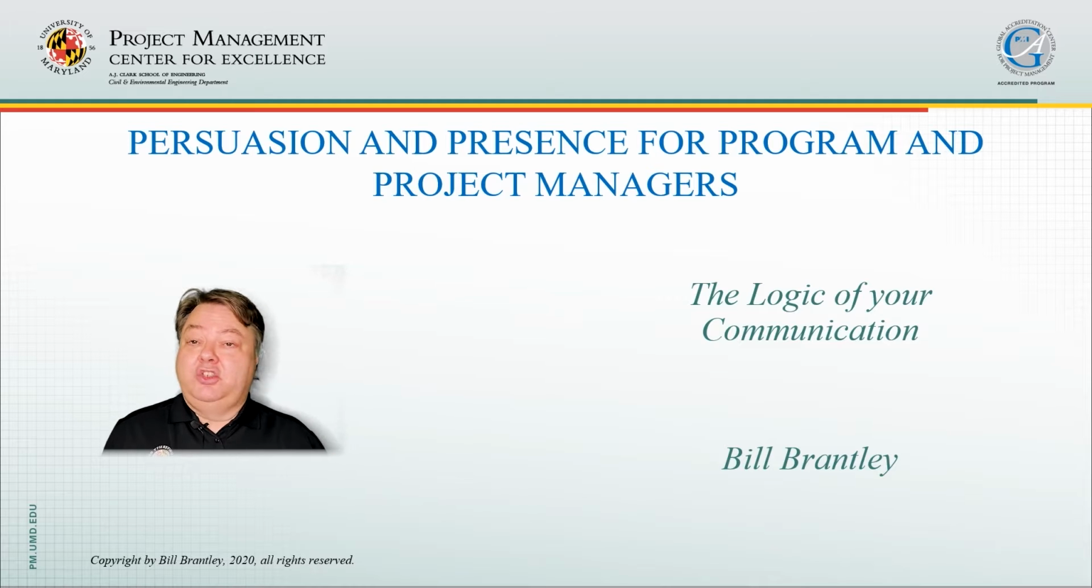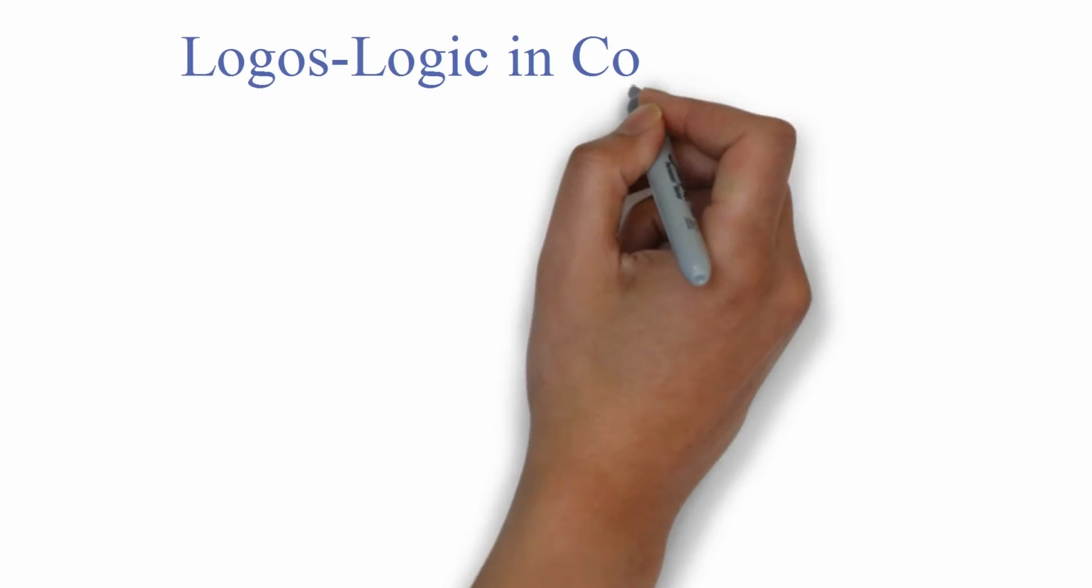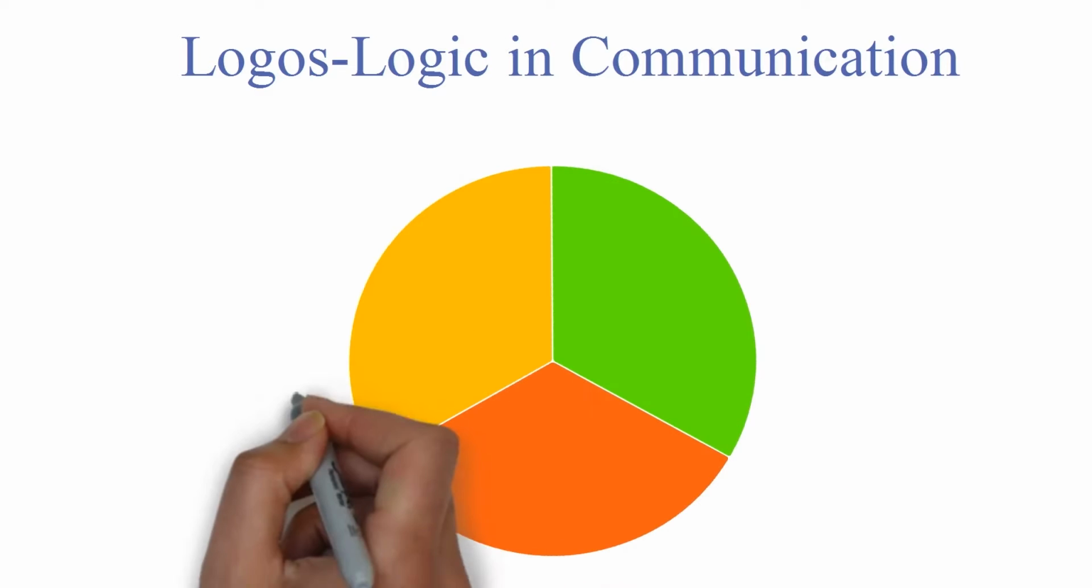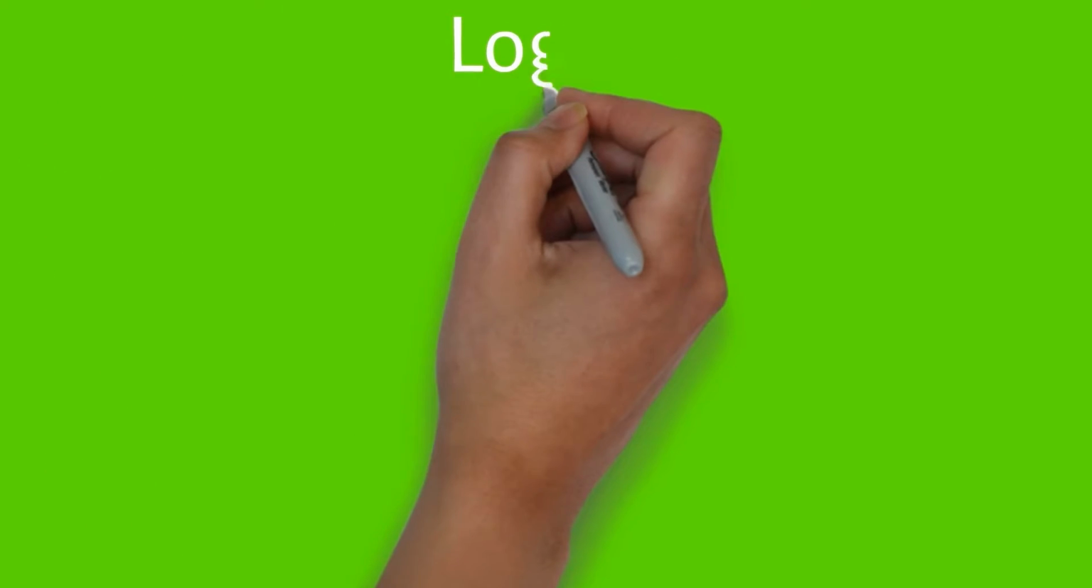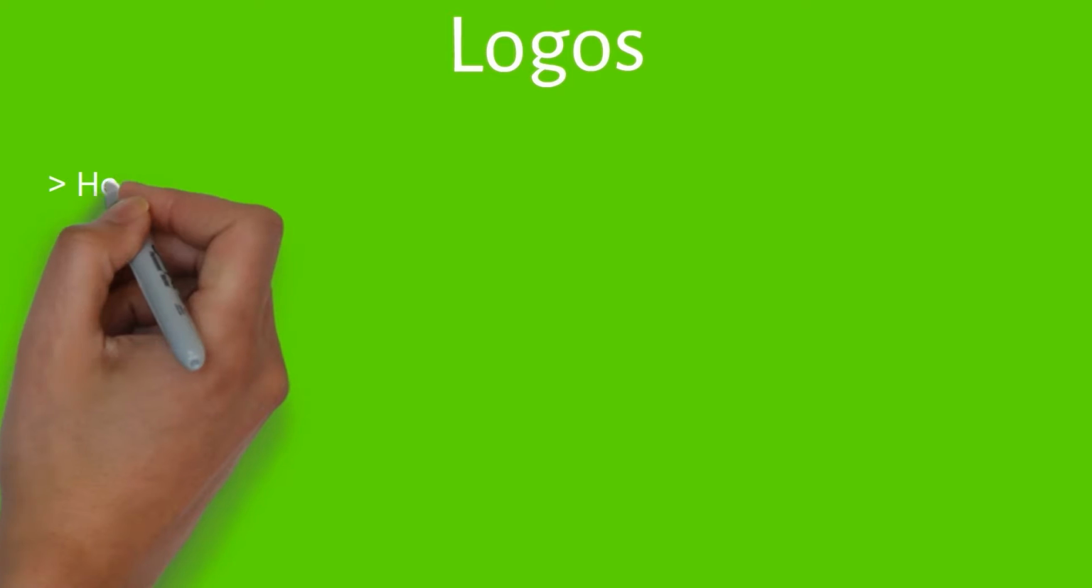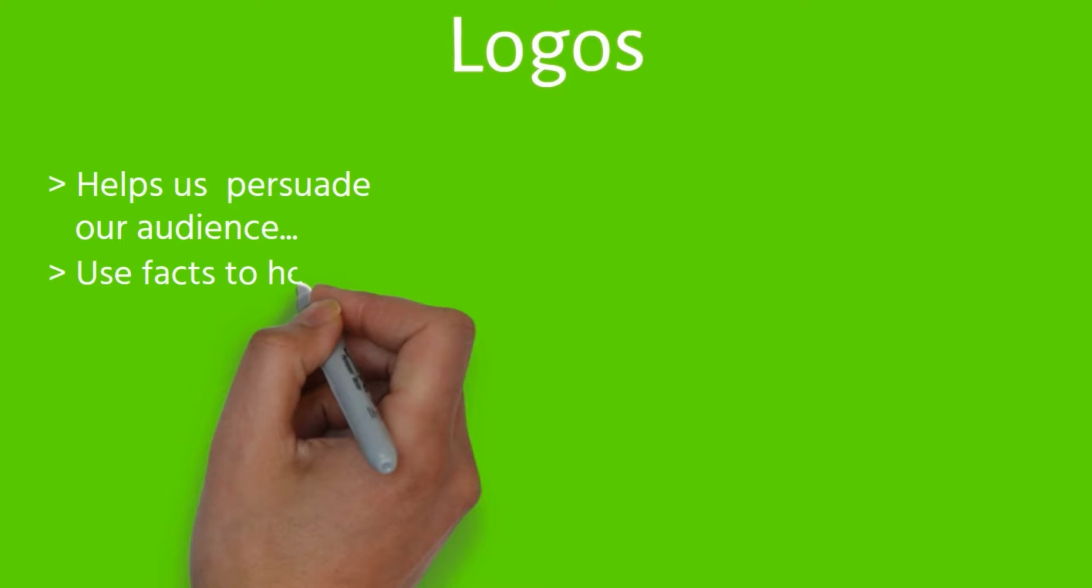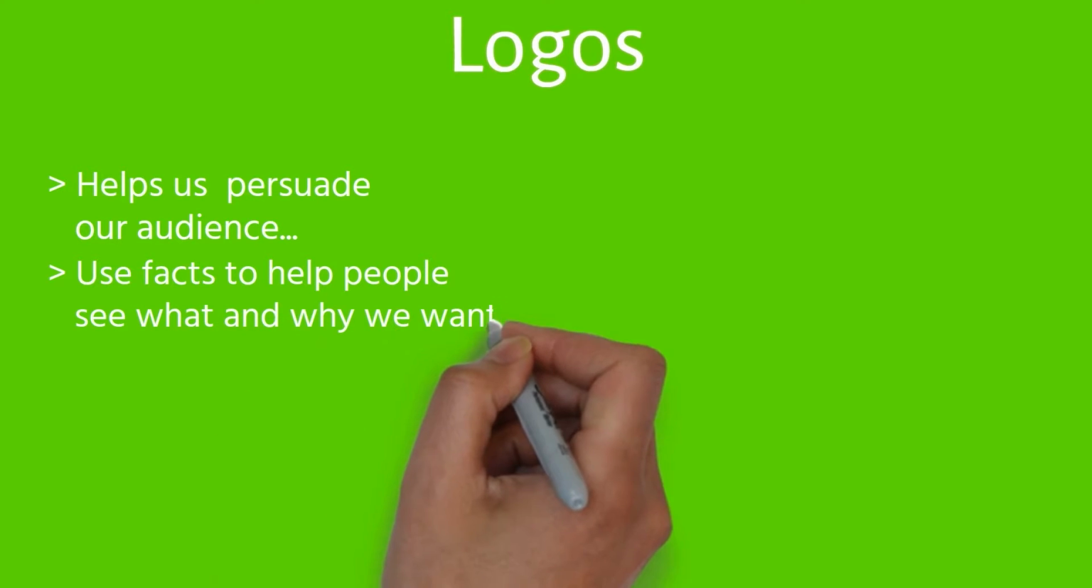We're in Module 2, where we talk about logic and how we use logic to help us create more persuasive messages. Logic is one of the three components of the Aristotle rhetorical triad, and it's very important to have. We need logical arguments to help persuade our audience, and we're using facts constructed in such a way to help people see what we want them to do and why we want them to do it.